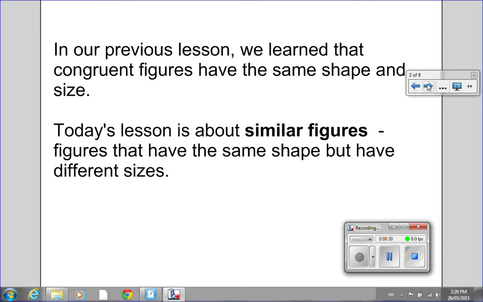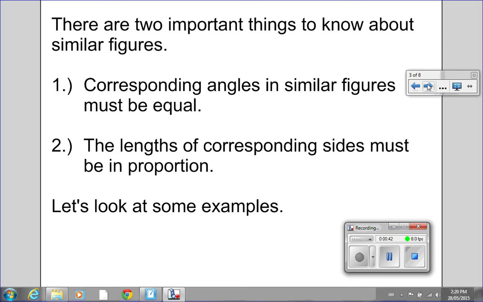In our previous lesson, we learned that congruent figures have the same shape and size. Today's lesson is about similar figures, figures that have the same shape but different sizes. There are two important things to know about similar figures. One, corresponding angles in similar figures must be equal. Two, the lengths of corresponding sides must be in proportion. Let's look at some examples.